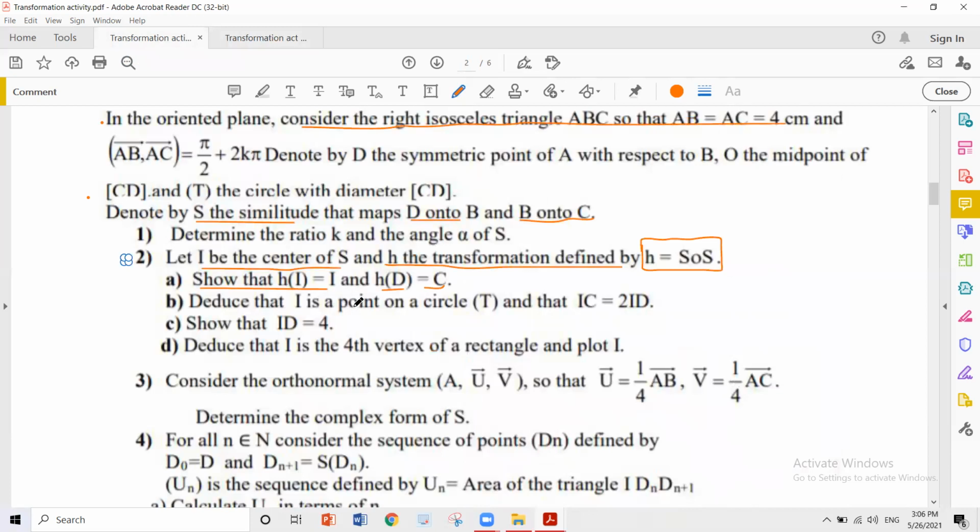Deduce that I is a point on the circle. How to deduce that I is a point on the circle and IC equal to ID? Who can tell why I is a point on the circle? From where we need to deduce that I is a point on the circle?